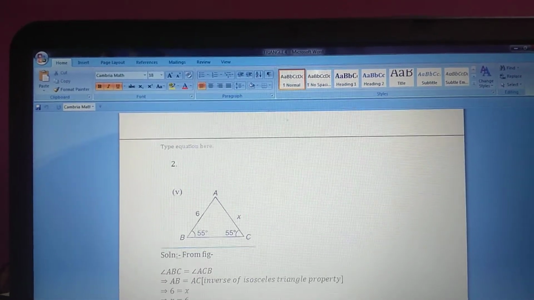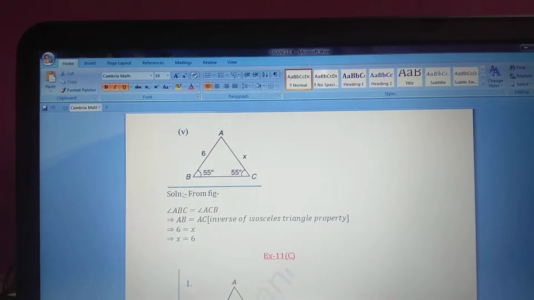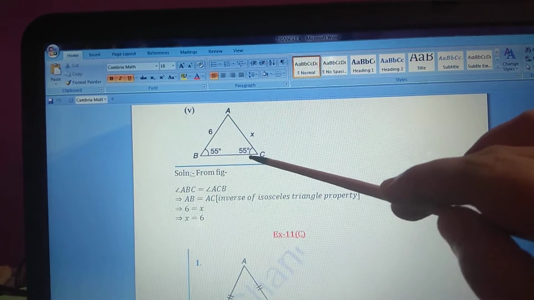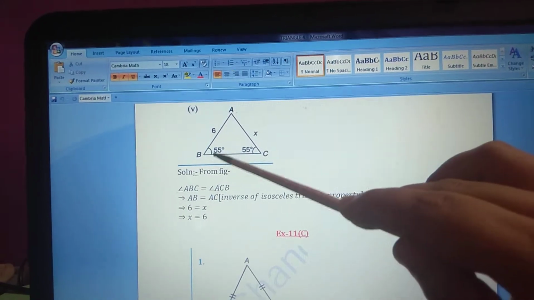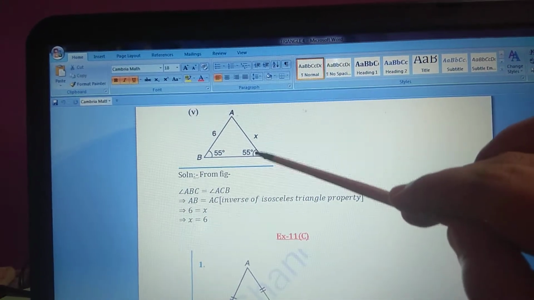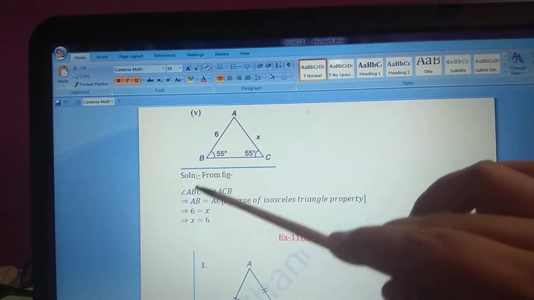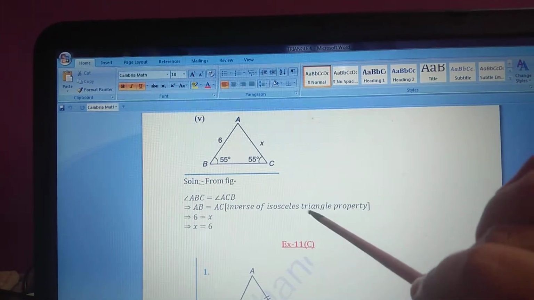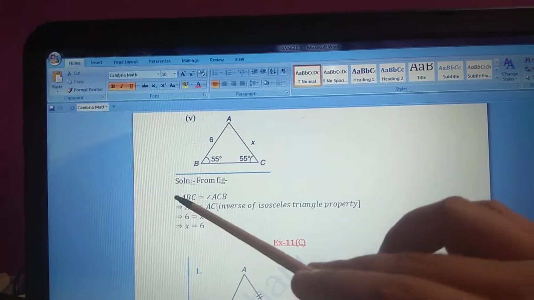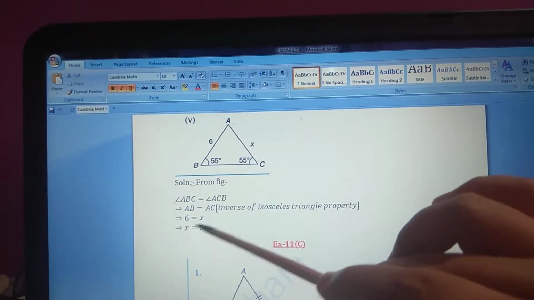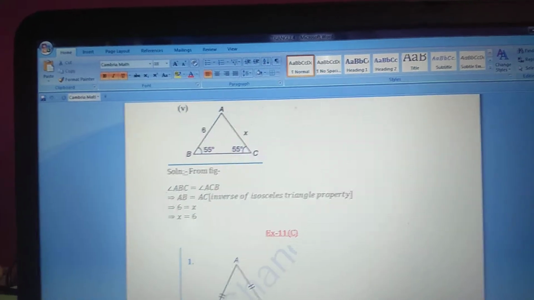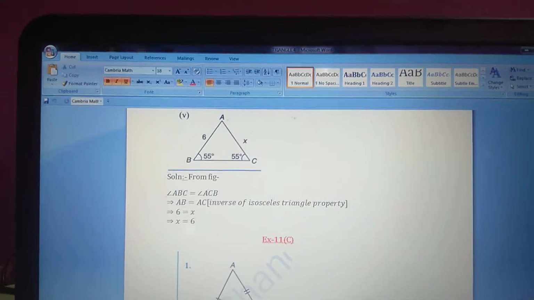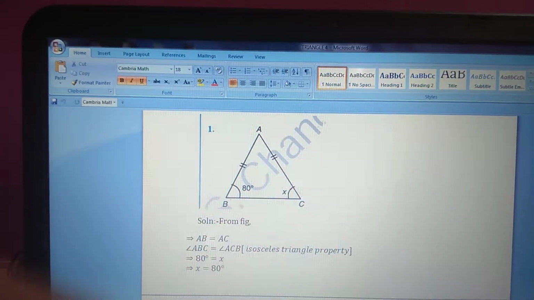Example number 2. Again, in triangle ABC, we can see here angle B is equal to angle C. So this one's opposite side is AC and this one's opposite side is AB. So AB equals AC. This is called the inverse of isosceles triangle property. So AB is 6 and AC is X. So X value is 6. These are the two most important examples. So now let's go to the exercise.